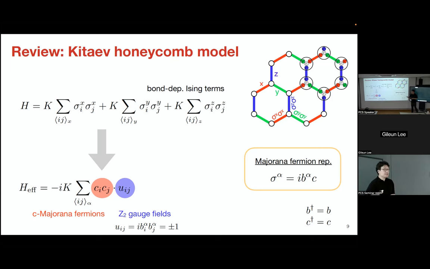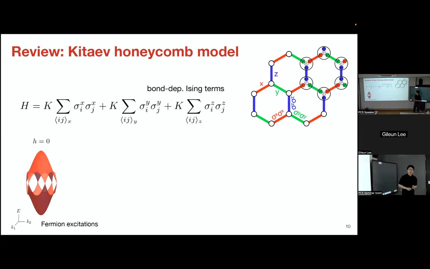In this Kitaev spin liquid phase, we have two different types of excitation. One is a fermion excitation derived from the c Majorana fermion, and the other is a Z2 flux excitation associated with this Z2 gauge field. This Z2 flux excitation has a finite energy gap, but the fermion excitation is gapless when there is time reversal symmetry. This is the shape of the fermion excitation spectrum. You see there is no gap in the presence of time reversal symmetry.